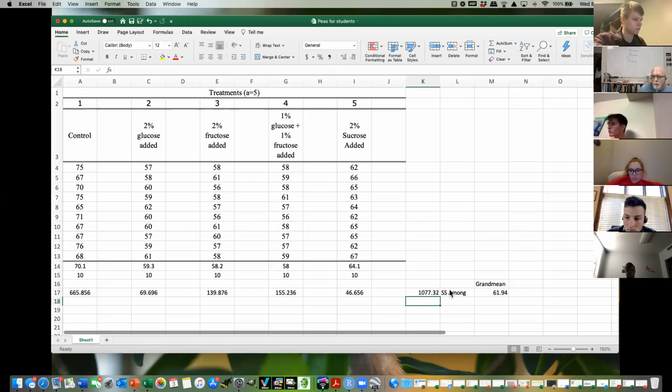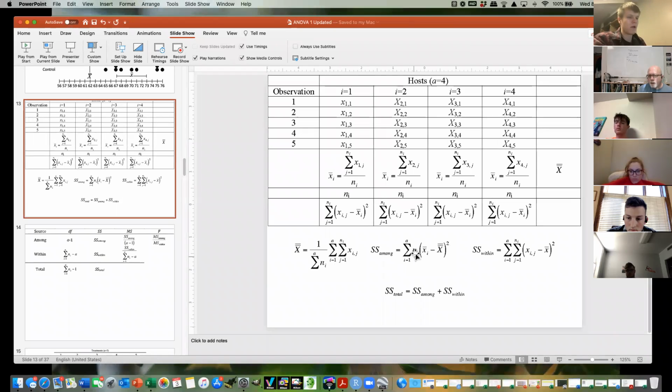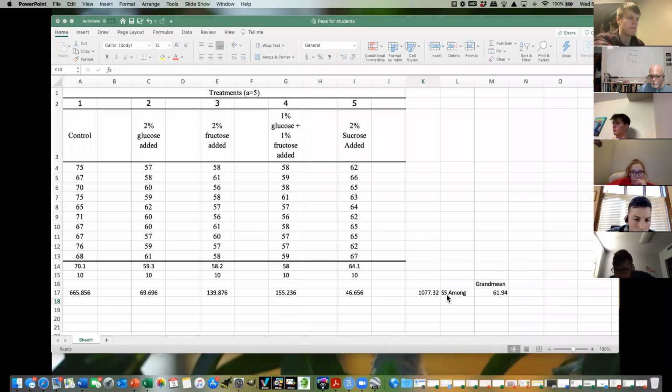So the sum of squares among is the weighted sum of the squared deviations of the individual sample means from the grand mean. And that is exactly what this formula says. It's the weighted squared deviations of the sample means from the grand mean summed up across all the samples. That is what sums of squares among is. So when we have sums of squares among, what else do we need to have?